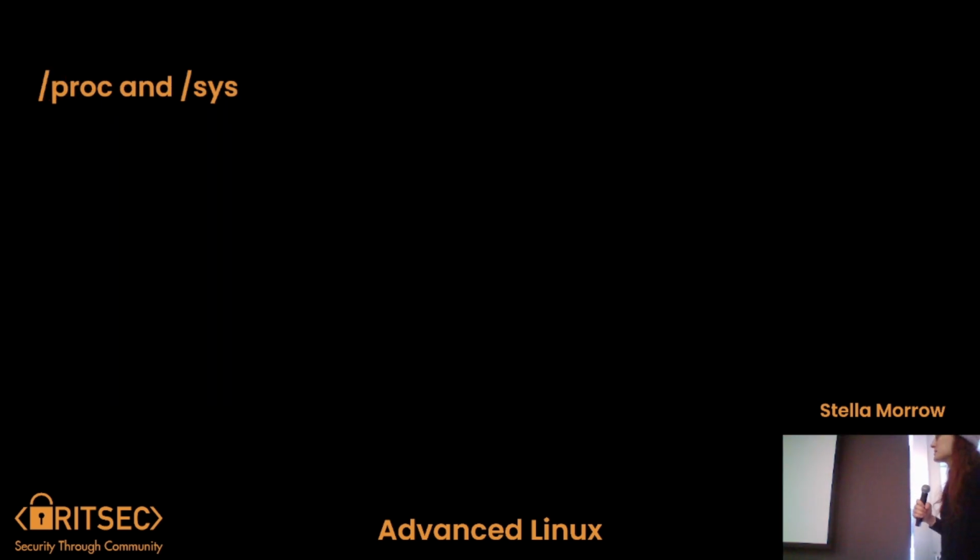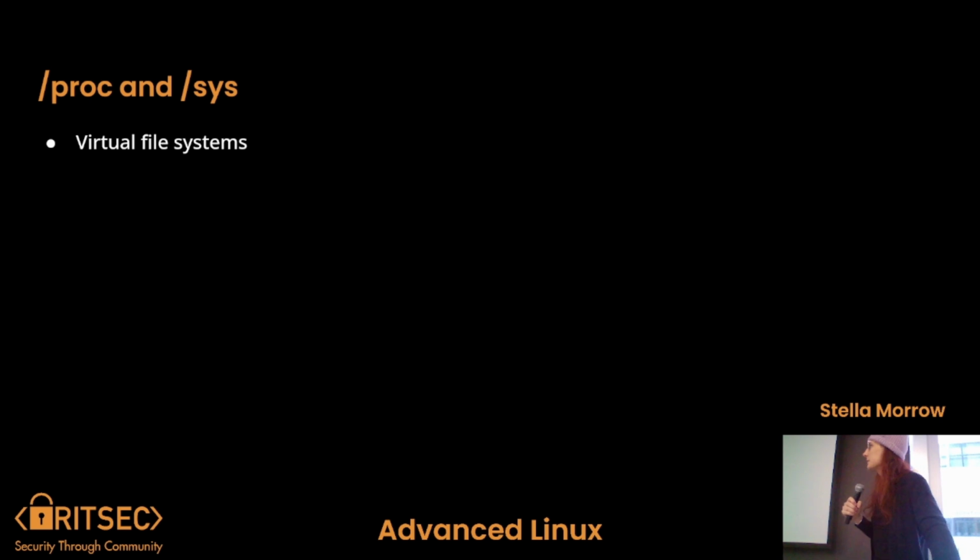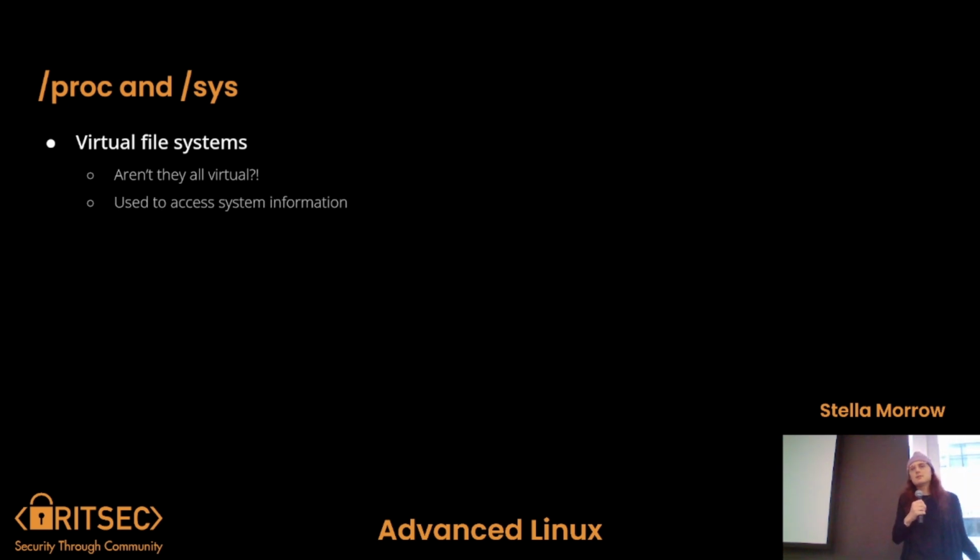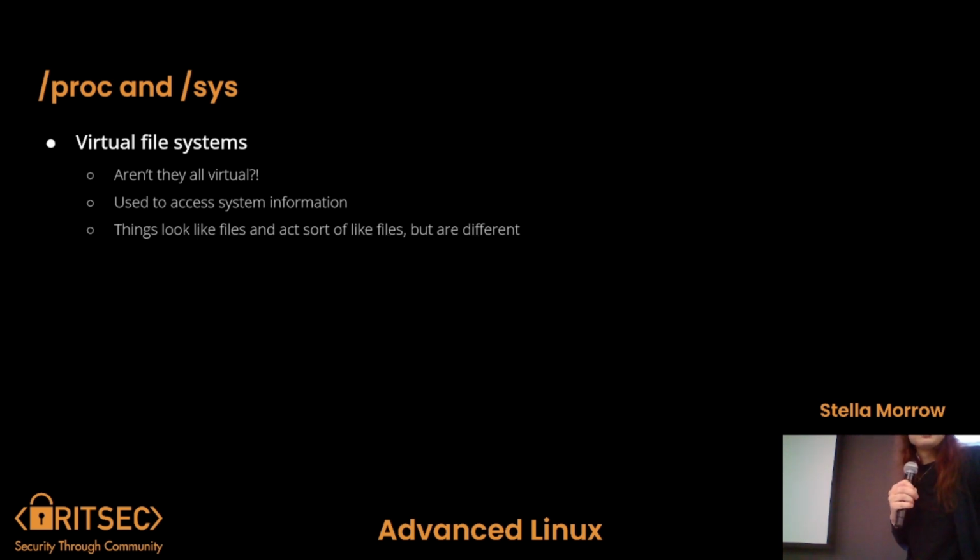Anyway, so proc and sys. They're virtual file systems, sort of. They're not real. But aren't all file systems virtual? Sort of. But these are used to access system information, because the only way to access anything on Linux is a file. Because everything's a file, you have proc and sys. Things look like files and kind of act like files, but they're not.